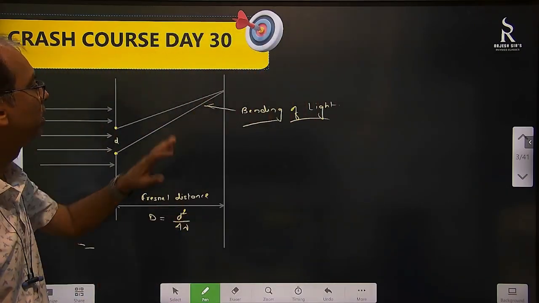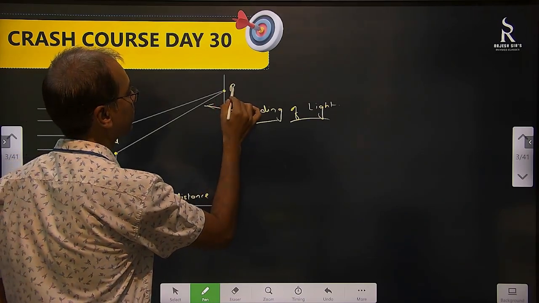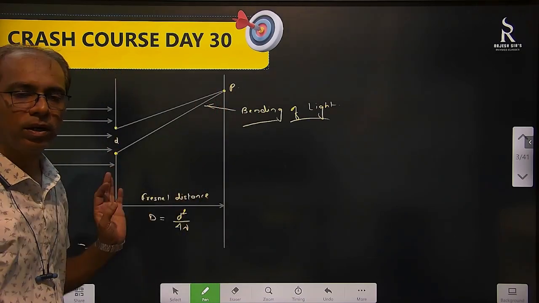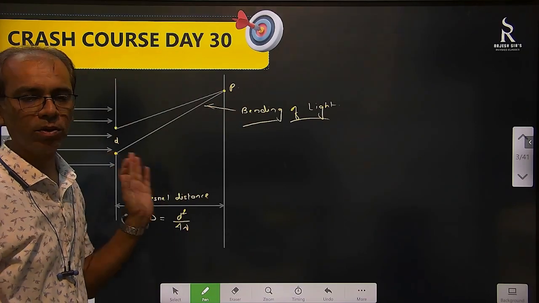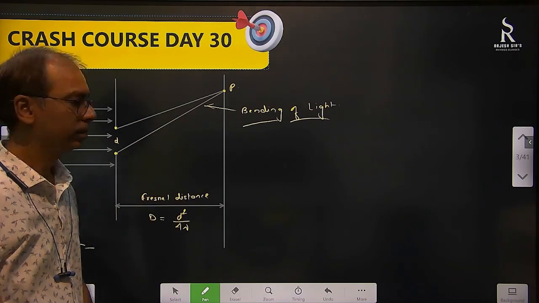Alright. Now let's come back to this point where the interference is happening. Let's say this point is P. Here again we are going to talk about path difference, phase difference, and intensity.